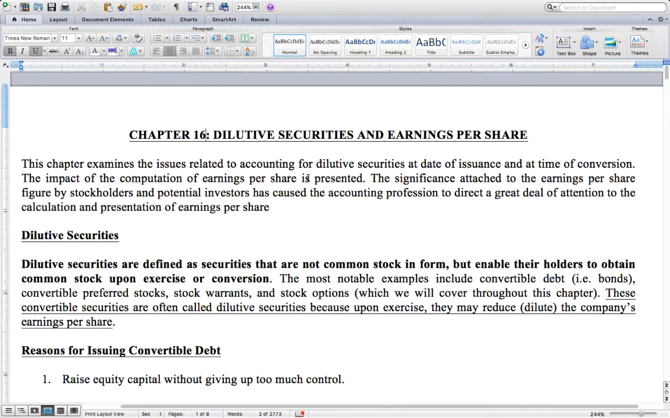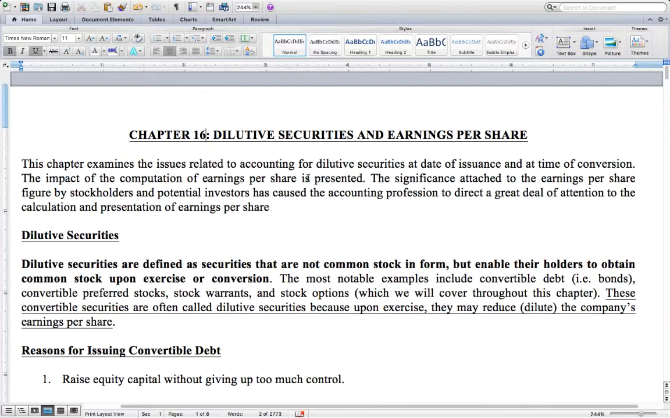Chapter 16 covers dilutive securities and earnings per share. Before we dive into it, I want to note that a lot of the material in this chapter corresponds with a lot of the material we covered in chapter 15. So some of the things overlap, and you may have to use some of the information from chapter 15 in completing your work for this chapter.